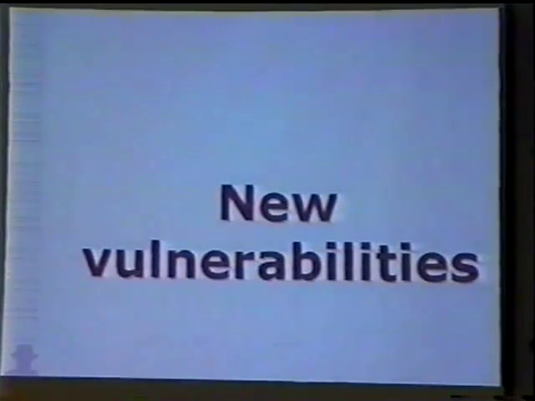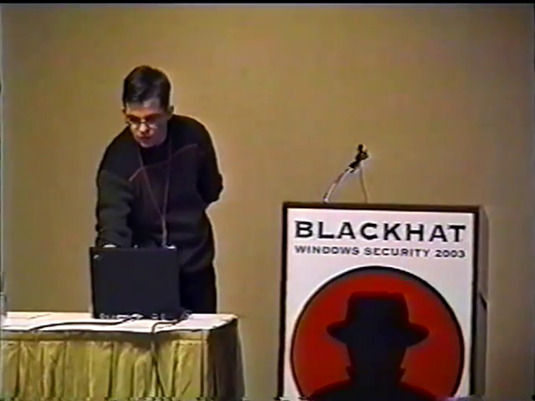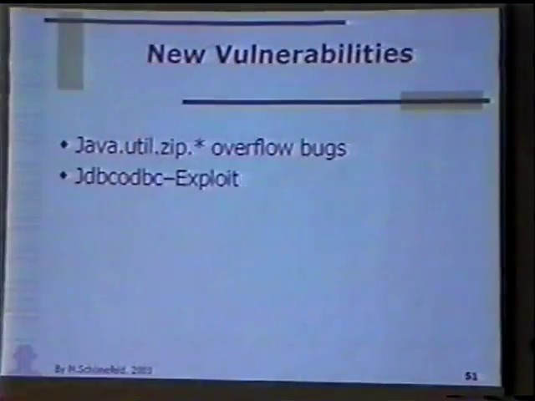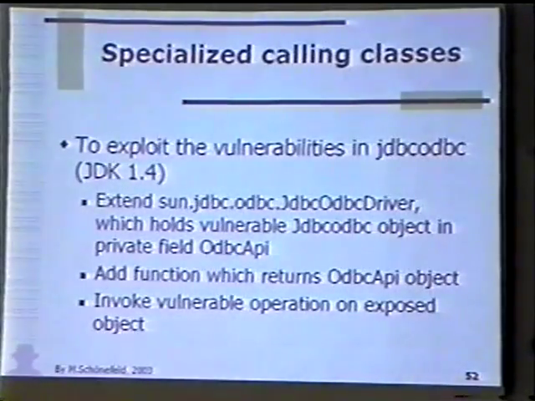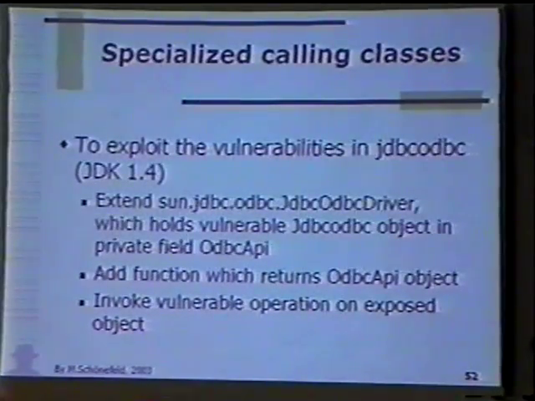So there are some new vulnerabilities. The ones I reported to Sun this month, on the 3rd of February, and the Jdbcodbc exploit, which is also very nice because many people use Jdbcodbc and maybe can fall into this trap that is somewhere inside the Jdbcodbc classes.